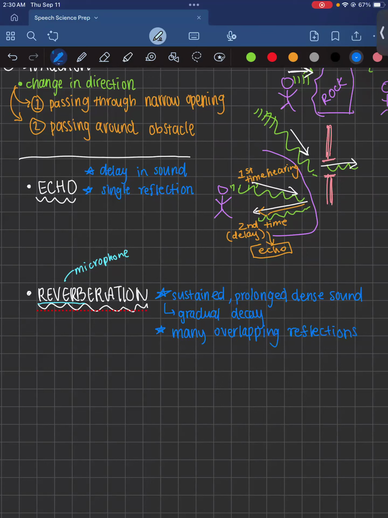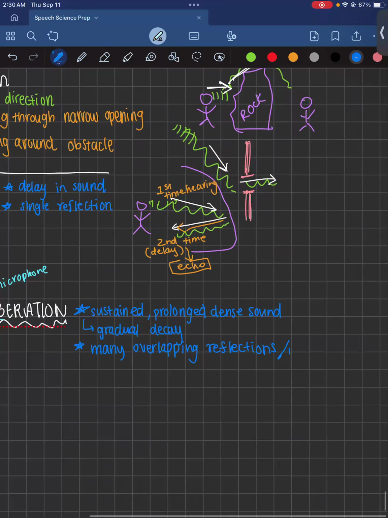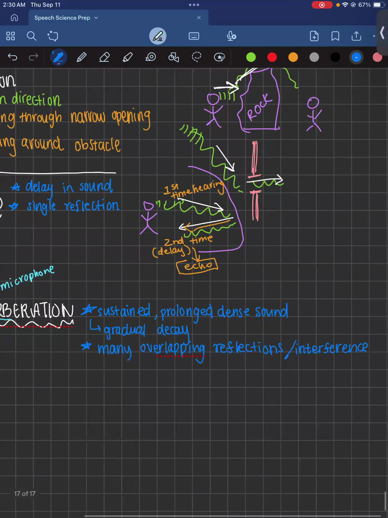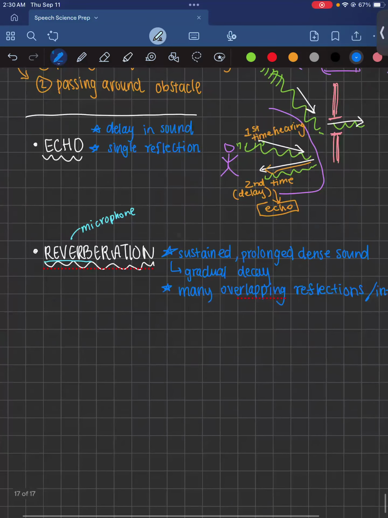And these reflections will basically cause the sound to interfere with one another. So there's this aspect of the interference we talked about before. It can be some constructive interference, some destructive interference, and it's all kind of summing together.